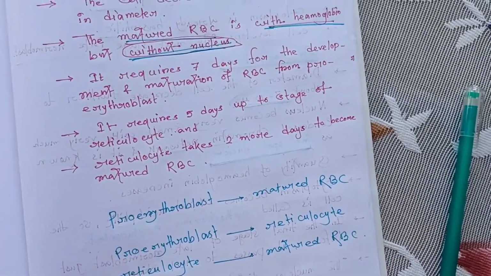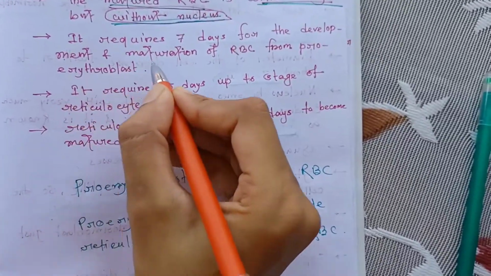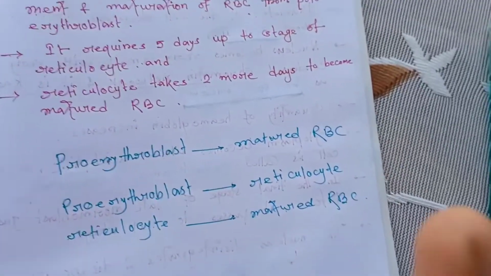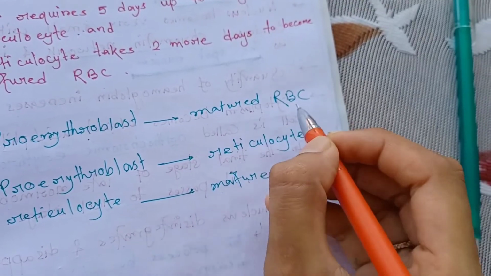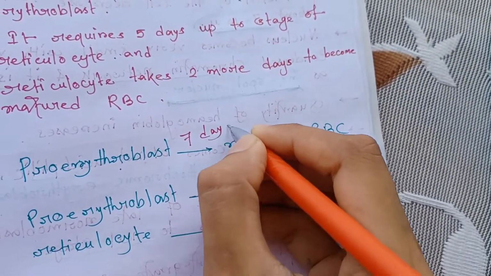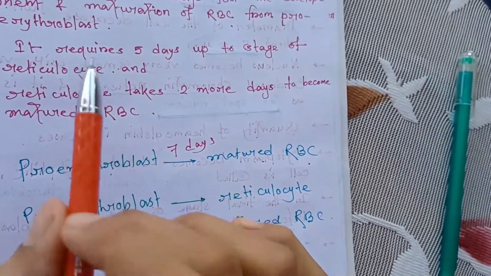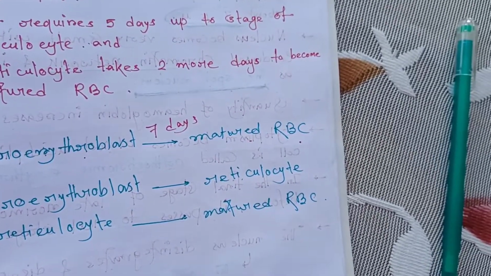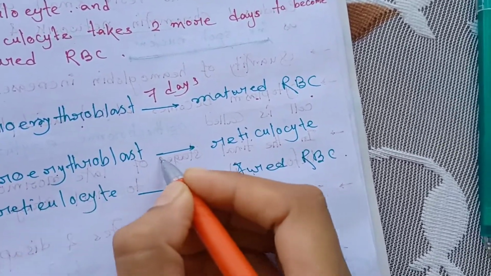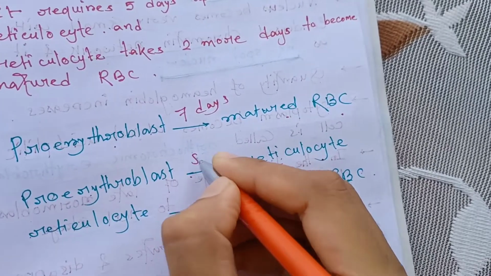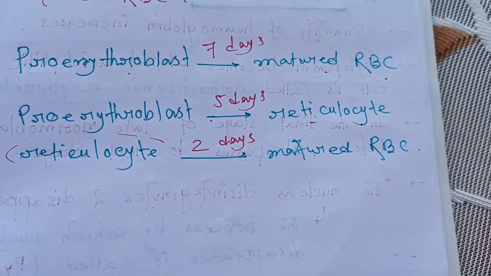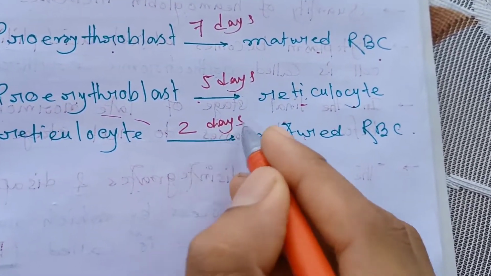It requires 7 days for the development and maturation of RBC from erythroblast. So, proerythroblast to matured RBC, 7 days. It requires 5 days up to the stage of reticulocyte. So, proerythroblast to reticulocyte requires 5 days. And from the reticulocyte to matured RBC, it requires 2 days.